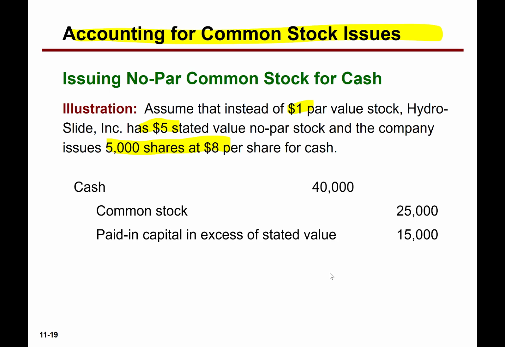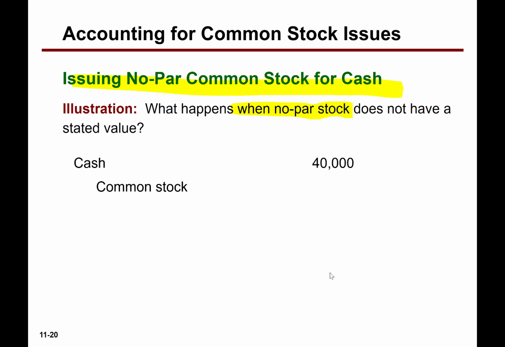Now you're saying, well, why are you teaching it to us then? Because I don't want you out there not knowing the answer when they give you a problem on the CPA exam and ask you something stupid like this. But this to me is dumb. If it's no par stock, if they don't give us a par, they don't give us a stated value, everything goes to common stock.